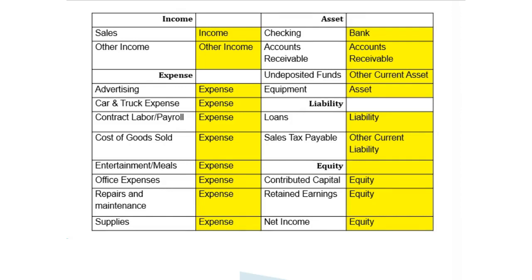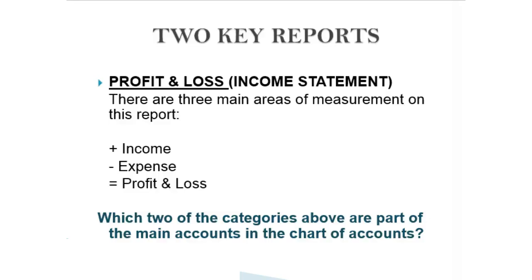Now let's take a look at 2 key reports that QuickBooks uses. We have already mentioned them. The first one is the profit and loss. The profit and loss is composed of the income minus expenses, then it will equal your profit or your loss. Now, which 2 of the categories above are part of the main accounts in the chart of accounts? If you said income and expense, then you are correct. Let's take a look at the profit and loss in QuickBooks.